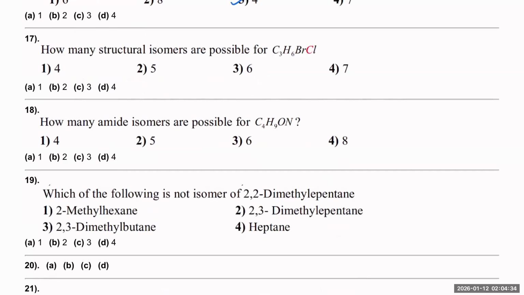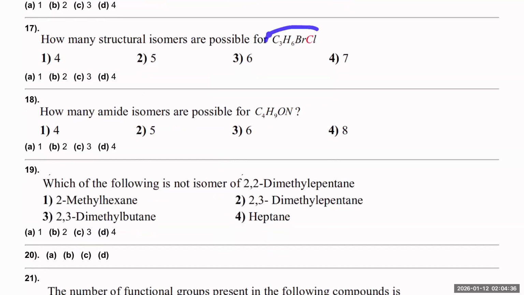How many structural isomers are possible for C3H6BrCl? Here you can clearly notice the degree of unsaturation is zero, which means it has to be straight chain. So we'll start from here like this. I'll put chlorine, bromine together. Next, I can put chlorine, bromine here. I can put chlorine and bromine opposite to that. And I can also put chlorine and bromine at the middle like this. Correct? These are the forms which I can have.